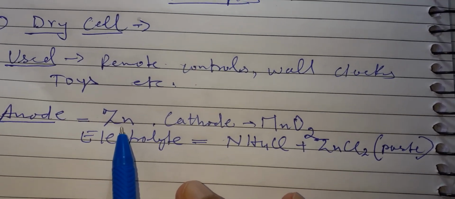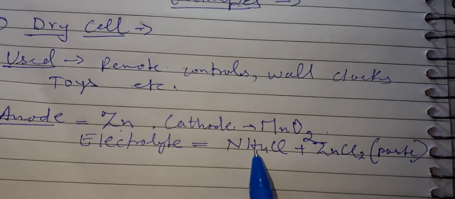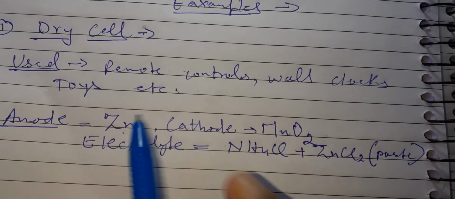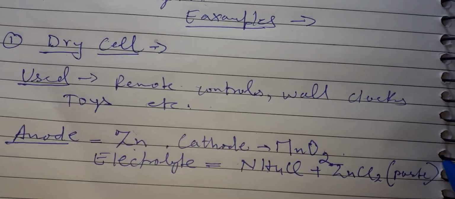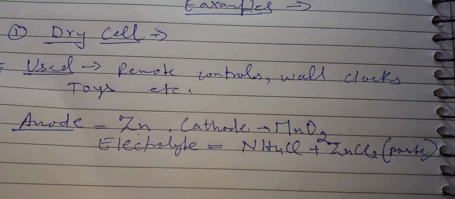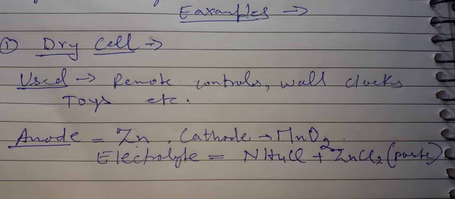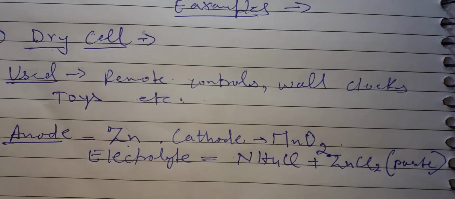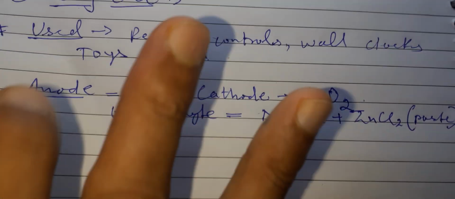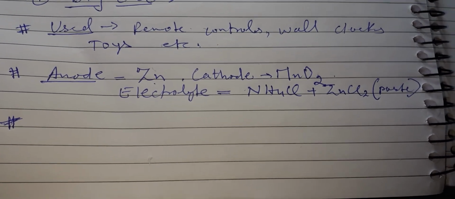Anode made up of zinc, cathode made up of manganese dioxide, and electrolyte that is connecting between anode and cathode, just like the working of a salt bridge, which makes the balance between anode and cathode, and keeps both of them electrically neutral. And then comes the third and most important thing, which is mostly asked in your board exams, that is the reactions happening inside this cell. Anode reaction, cathode reaction, overall reaction.